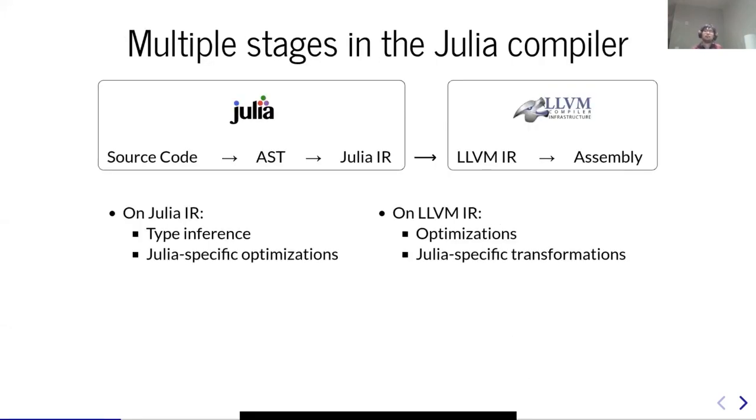Okay, so let's step back a little bit and look at how the Julia compiler works at a high level. As you know, it has multiple stages. The source code is parsed into AST, and AST is processed by macros and lowering steps, and AST is transformed into Julia's intermediate representation, and type inference and some optimization happen there. Julia IR is transformed into LLVM IR, and some LLVM optimizations are run on LLVM IR, and then there are also some Julia specific lowerings, and then finally, LLVM IR is compiled down to assembly.